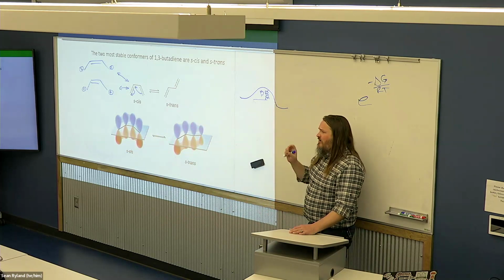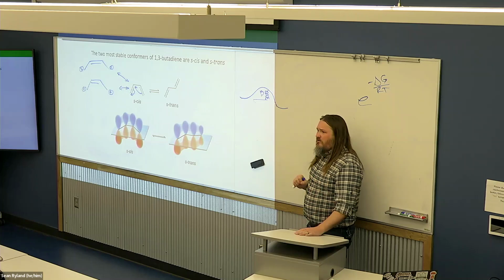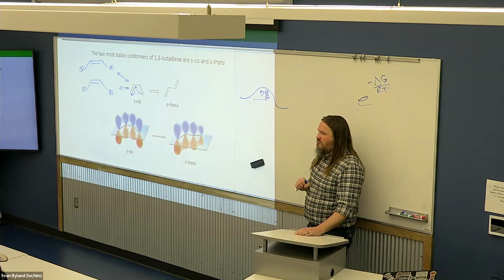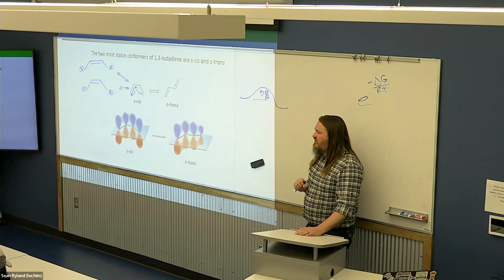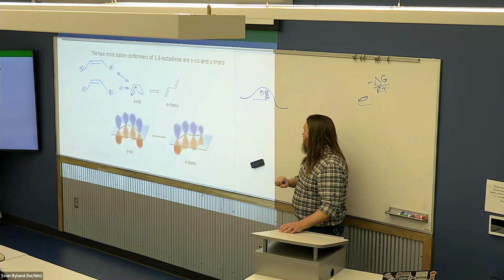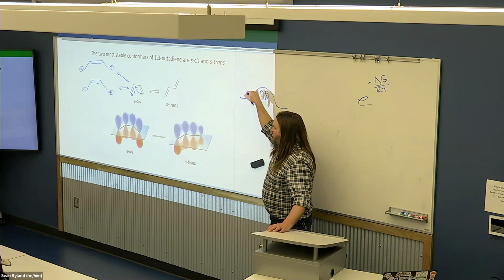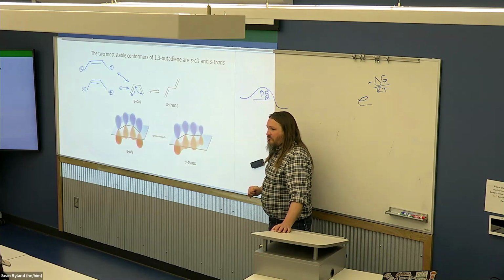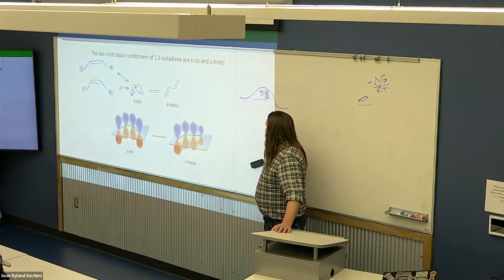I want to say that two methyls being eclipsed was something like 3 kilojoules per mole. Maybe, I think it was single digit kilojoules per mole. So it's actually a larger barrier to break that conjugated pi system than it is any sort of benefit that you get.